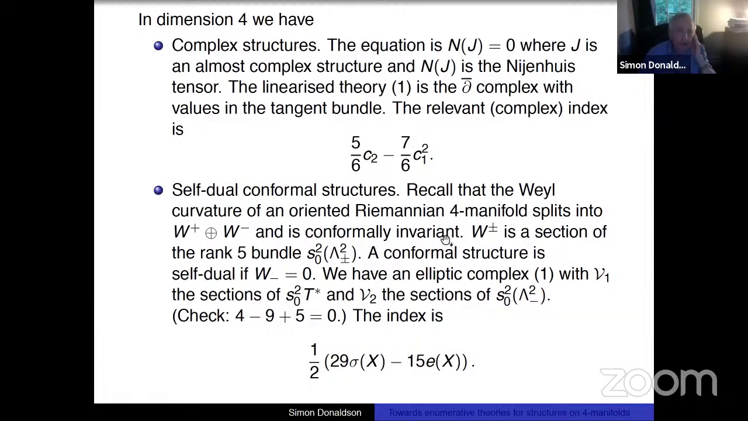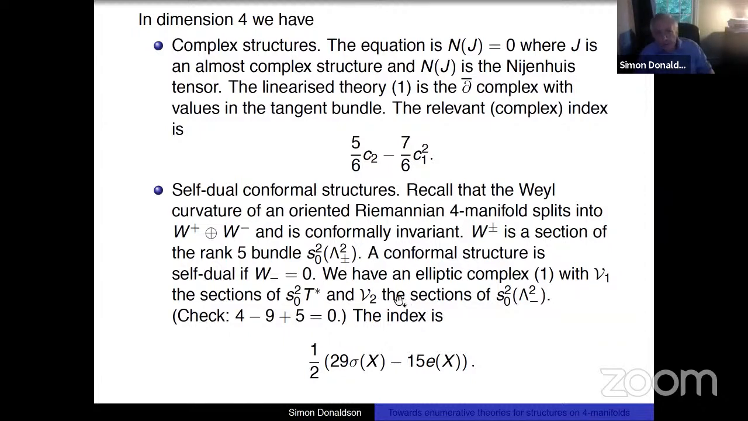So in fact, the Weyl curvature is always conformally invariant. So we're looking at the condition that the self-dual, saying W minus equals 0, is just a condition on the underlying conformal structure. So again, we get an elliptic complex. Nu 1, the space of deformations, that's just given by the symmetric 2 tensors with 0 trace on the tangent bundle. 0 trace because we're only concerned about conformal deformations.